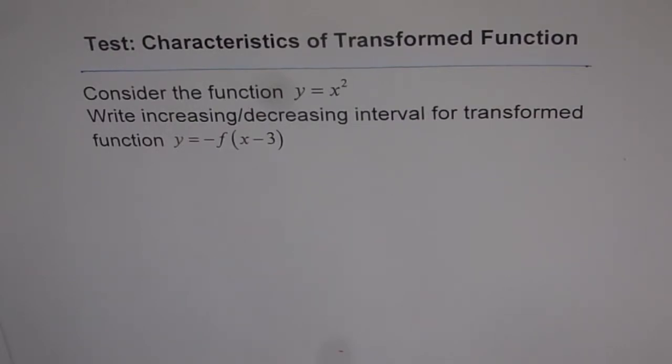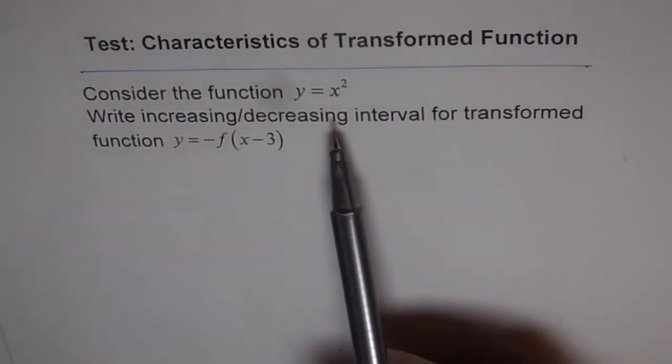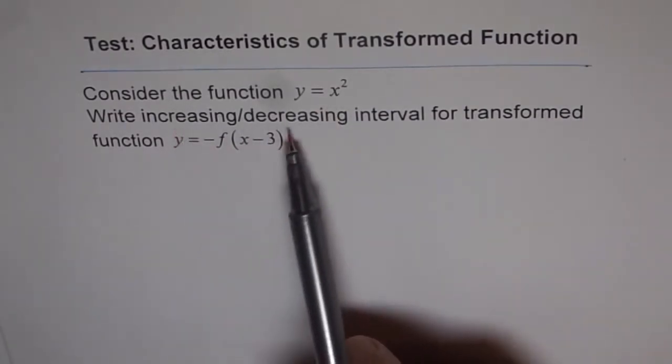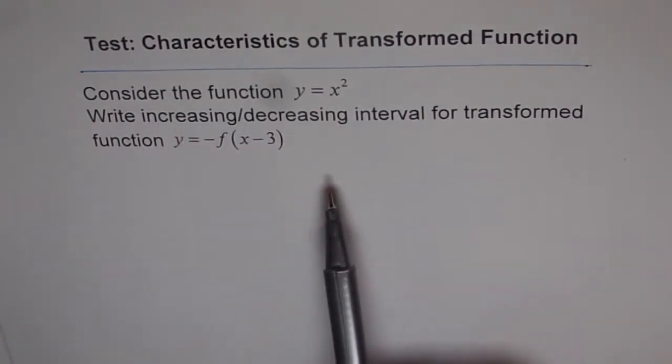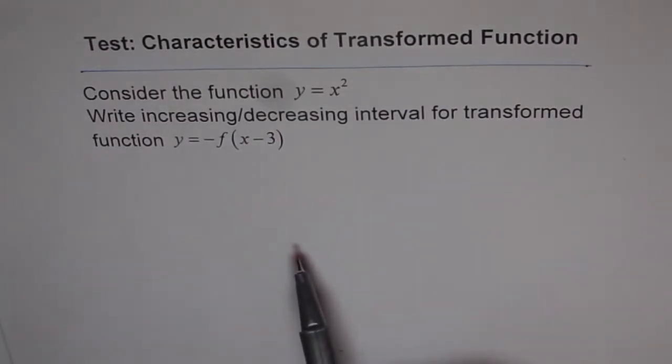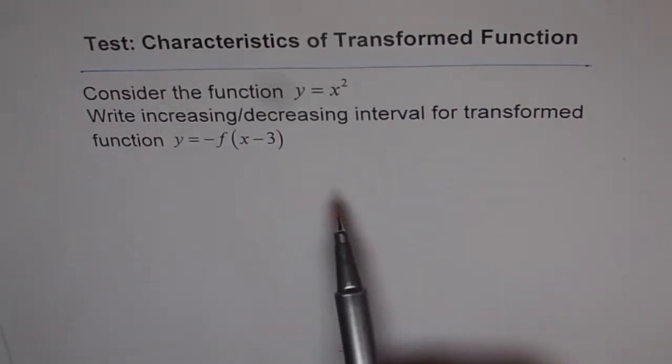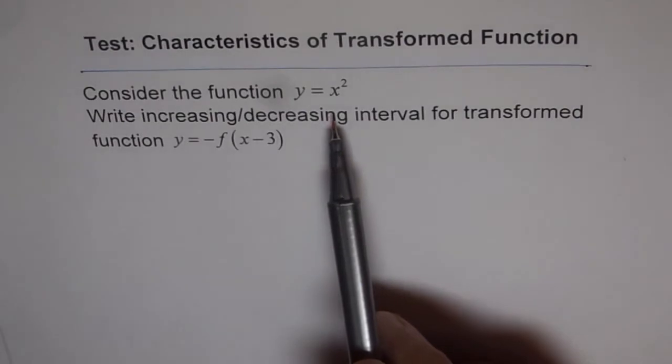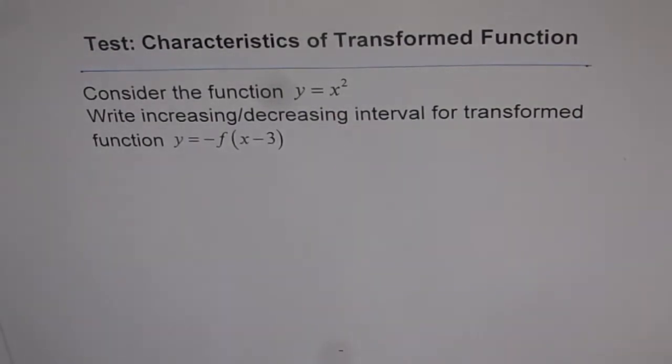So the idea is that when I talk about this particular case from the point of view of, in this case, increasing and decreasing intervals, then this is what we'll discuss here. But for you, the question will be: write the other characteristics of the transformed function. Like, for example, domain and range, intercepts, any symmetry, all those characteristics which you had been doing so far. So that's the whole idea, right?